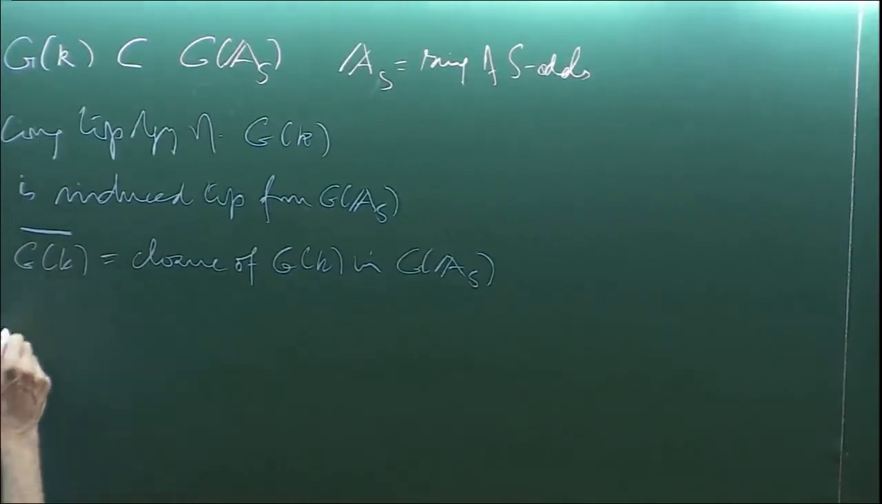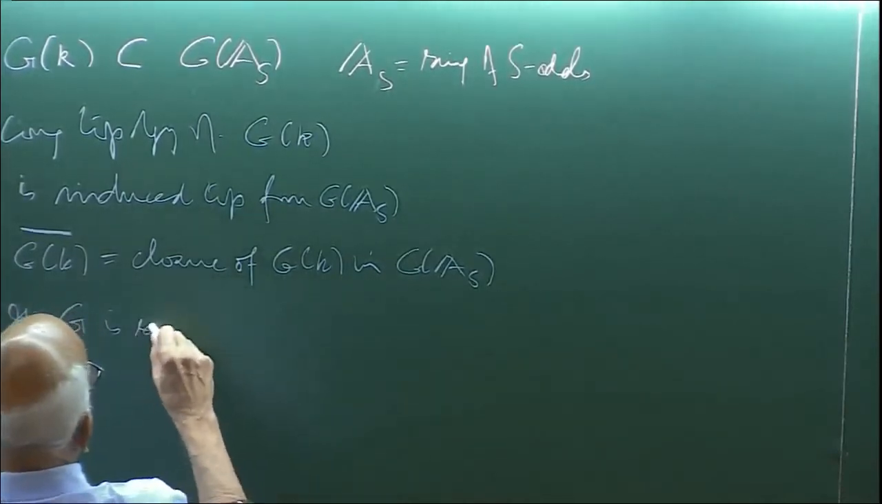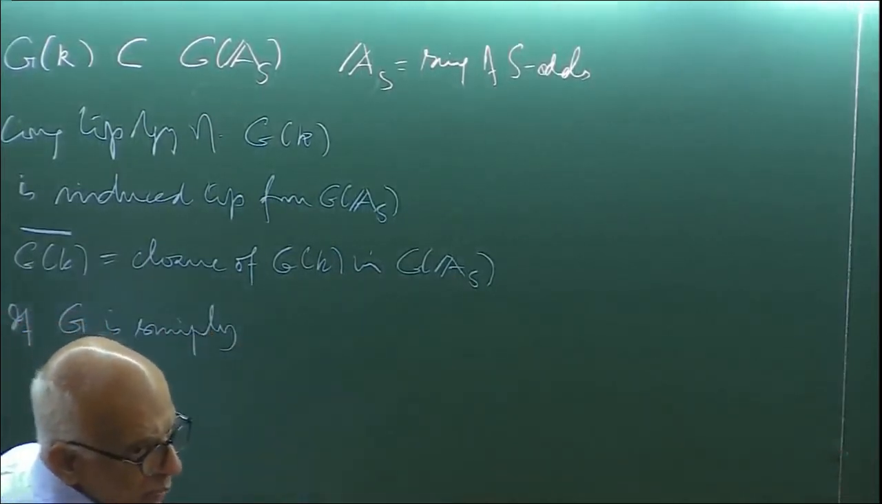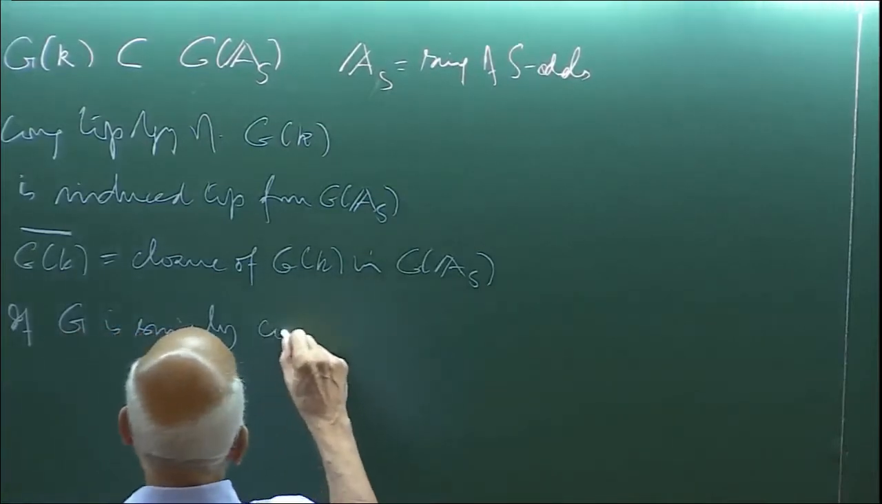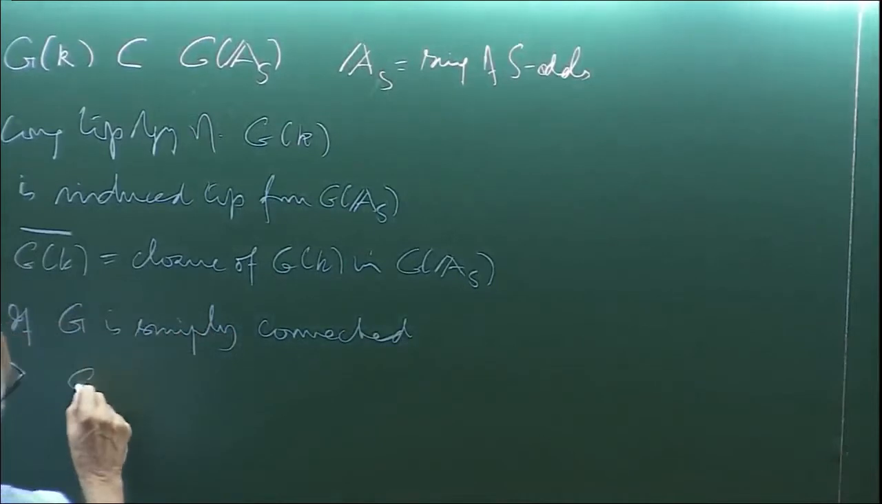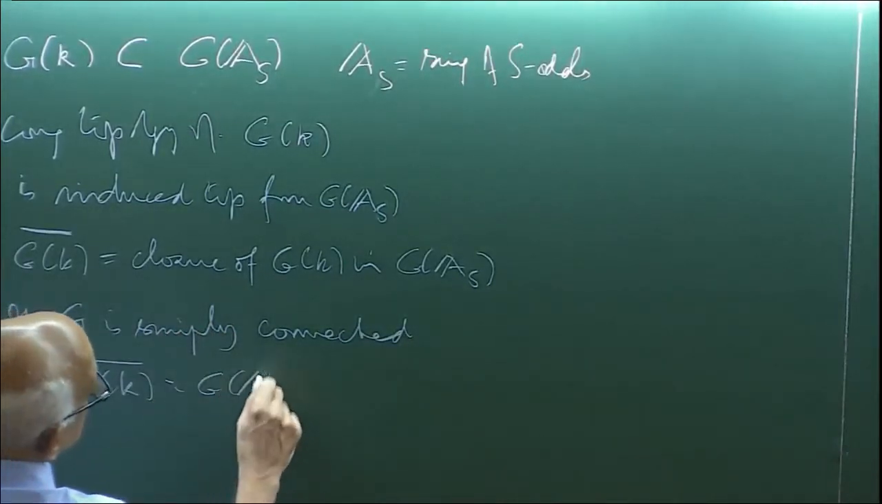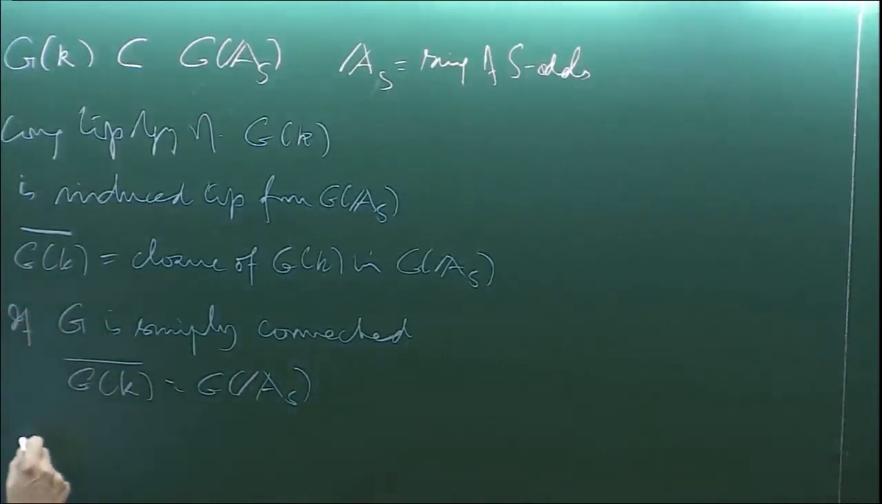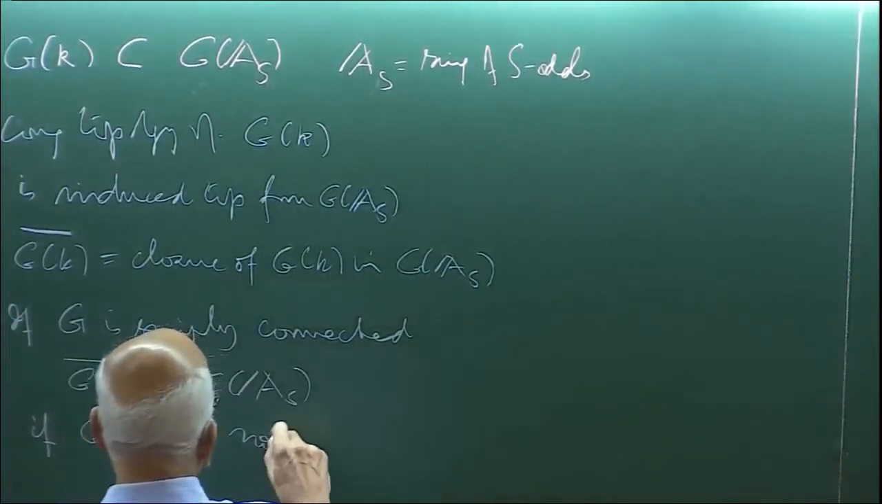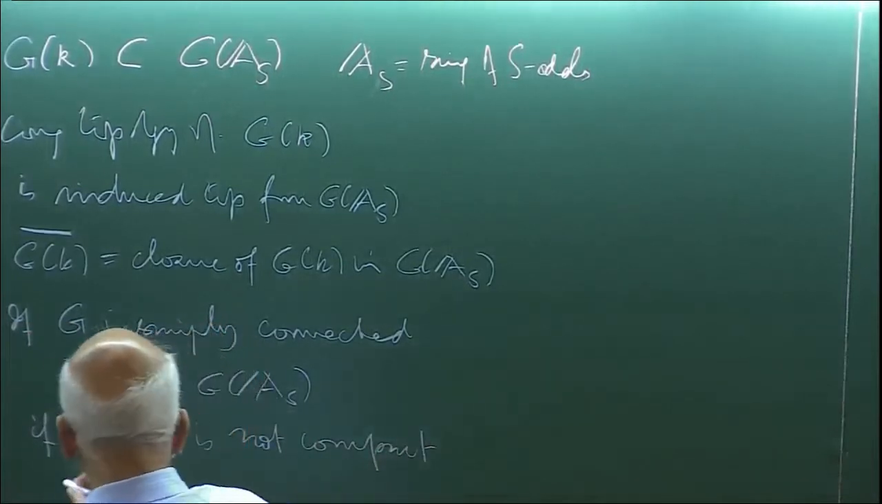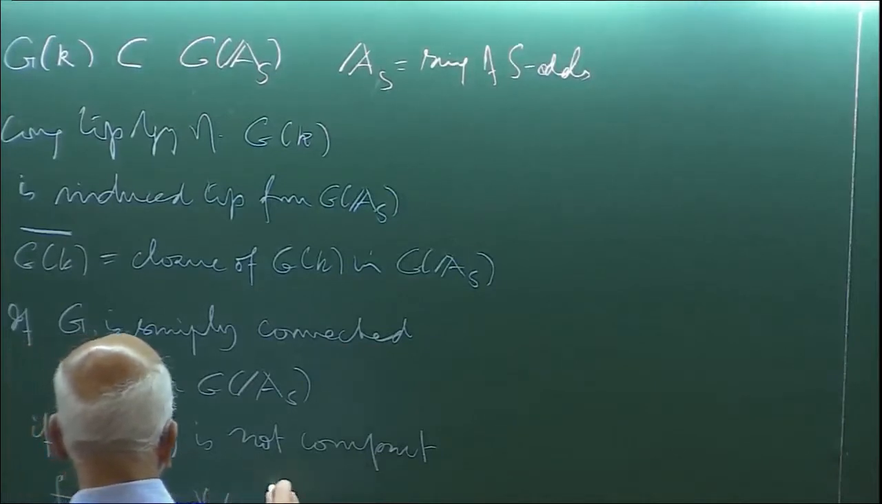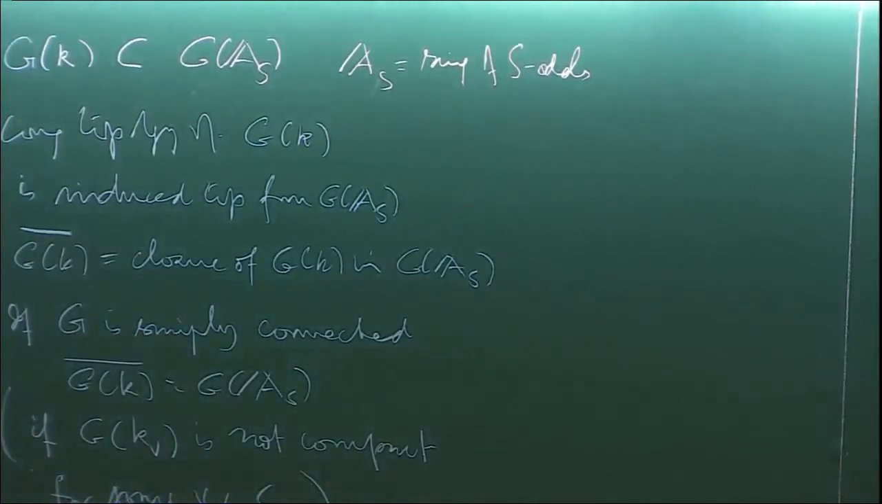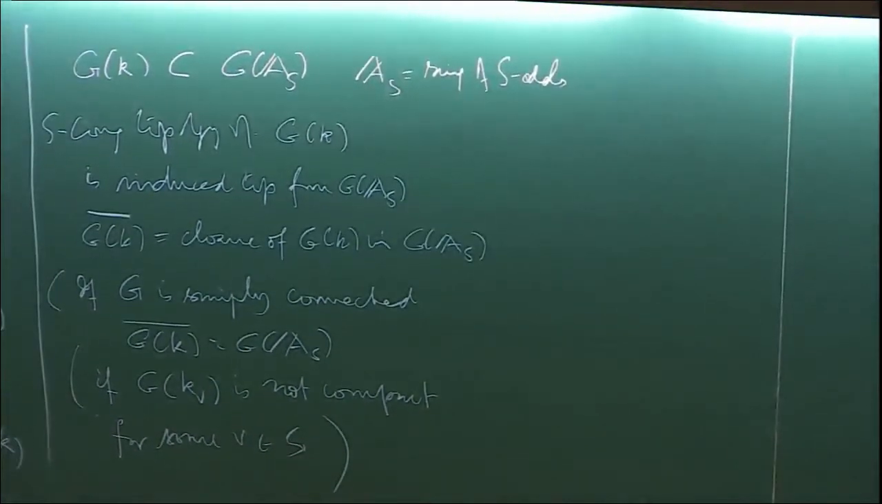What is true is, if G is simply connected, which is the same thing as saying the complex points as a Lie group is simply connected, it turns out that GK bar equals GAS, provided GKV is not compact for some V in S. That's the so-called strong approximation theorem for semi-simple groups. This is known.